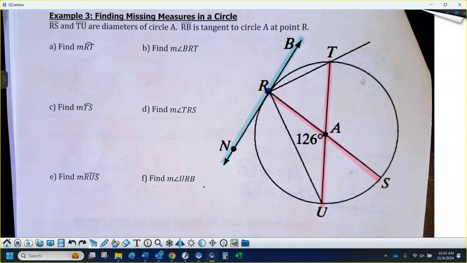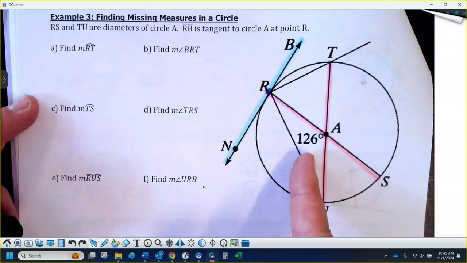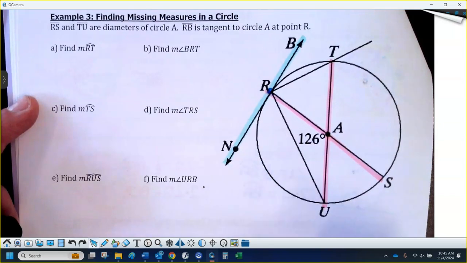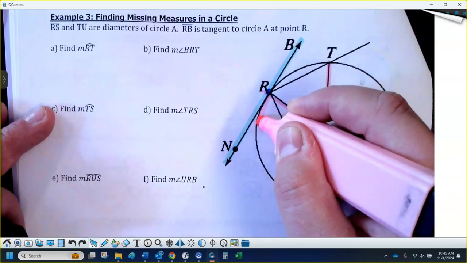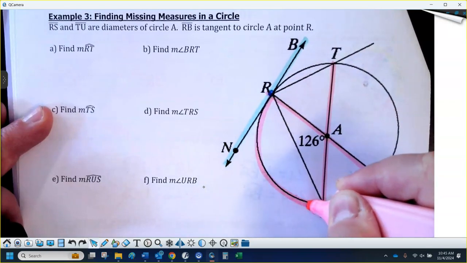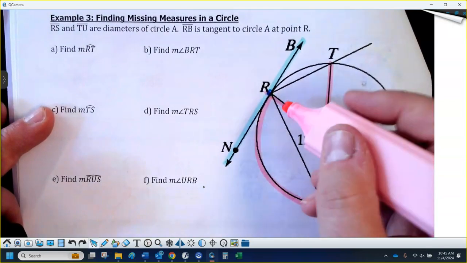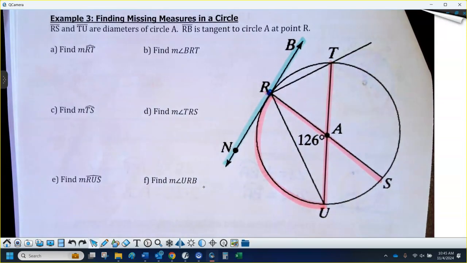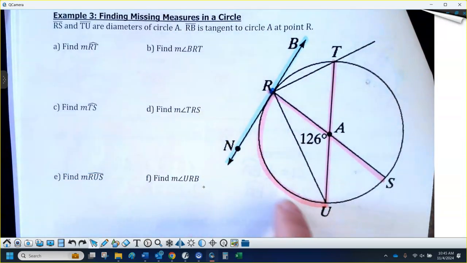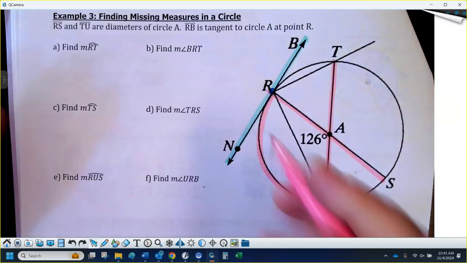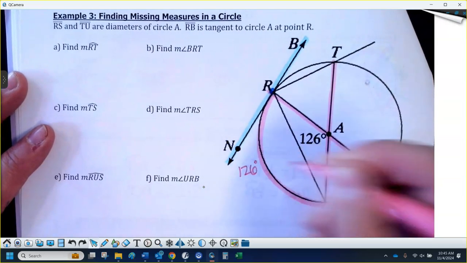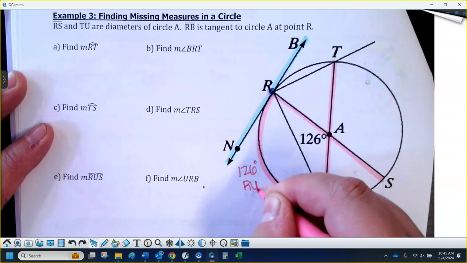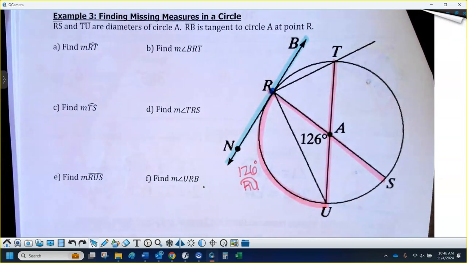What I would also notice, do you guys see where the 126 is? That's actually the very beginning of class today. If you remember, we do a central angle. If you have a central angle that runs into, I'm just going to color it the exact same color, this arc, so if that's 126, this arc that goes from R to U would be exactly the same. So I'm marking that from R to U is 126. The central angle and the arc are the same.